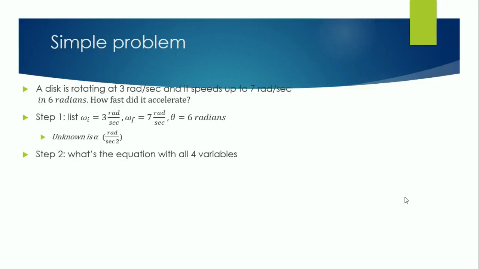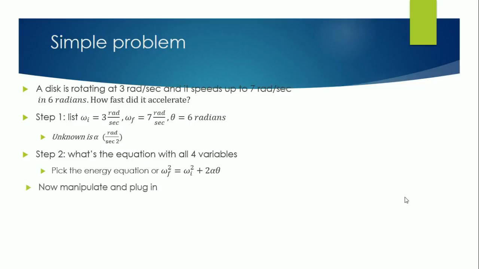So what is the equation that has all 4 of these variables? That's when you have to ask yourself, what is the equation you want to use? So I picked the energy equation. This equation has all the variables except for time because we don't need time. And so this will be very helpful to solve this problem.